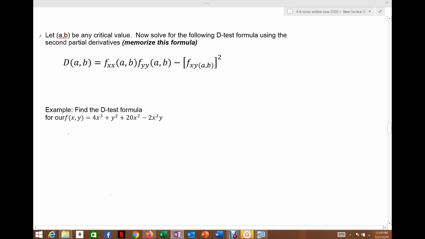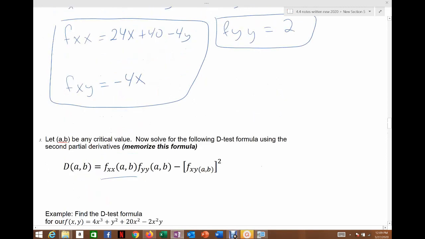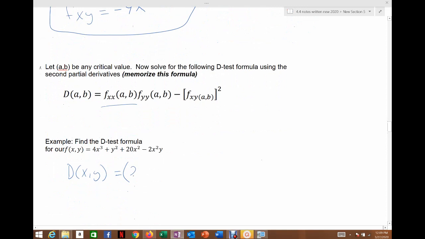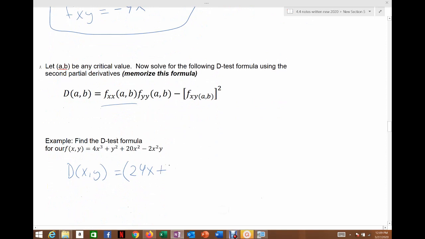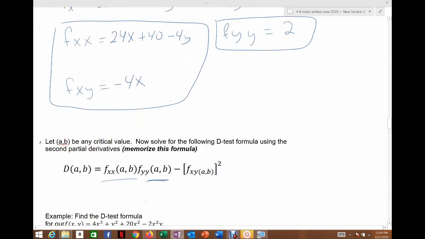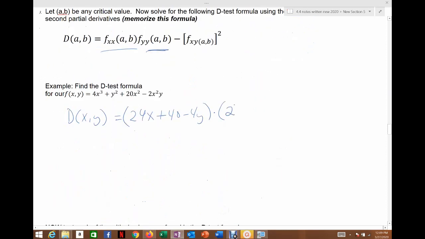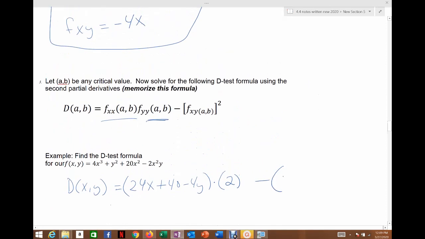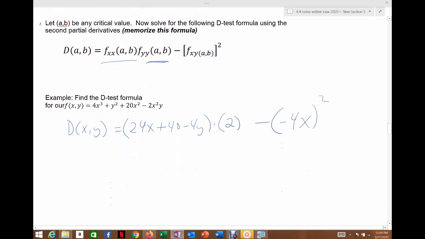And so for our function, I'm going to find that. If I find my second derivative with respect to x, that was 24x plus 40 minus 4y, so that goes here: 24x plus 40 minus 4y, times the second derivative with respect to y. My second derivative with respect to y was 2, so that's just times 2. Minus my mixed derivative squared. My mixed derivative was negative 4x. And don't forget, square the whole thing. So negative 4x, in parentheses, that whole thing gets squared, and this negative is outside that square.